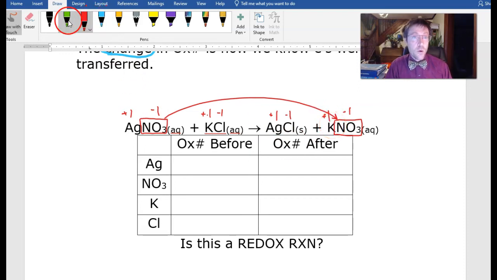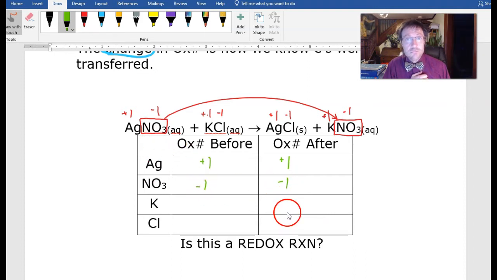So what we then need to do is start comparing. Silver started as a +1, ended as a +1. No change. NO3 started as a -1, ends as a -1. No change. Potassium starts as a +1 over here, +1 over there. No change. Chlorine -1, chlorine -1. Guys, is there any change here at all?